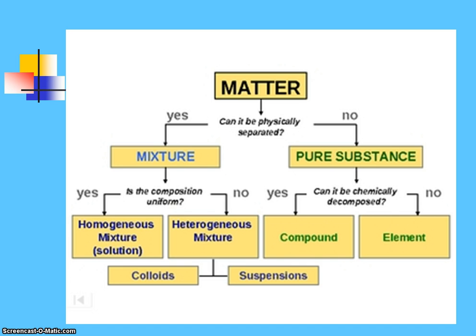Again, matter can be broken down into pure substances and mixtures. Mixtures are when you can have a composition of two or more things. It could be an element and a compound mixed together, it could be two elements, it could be two compounds. There's no certain definite composition for a mixture. Pure substances, on the other hand, are always one thing. It's always made up of the same element, or it's always made up of the same compound.